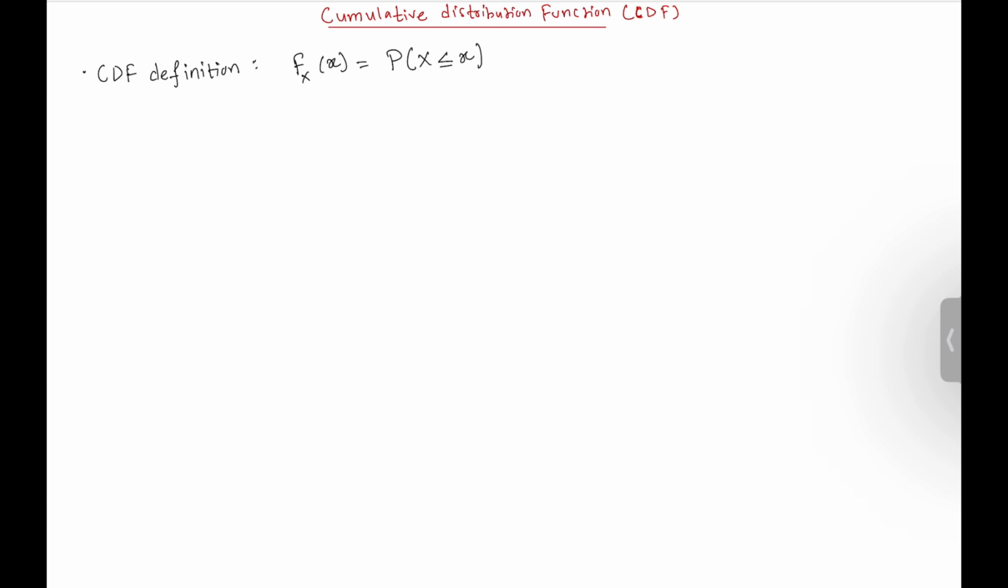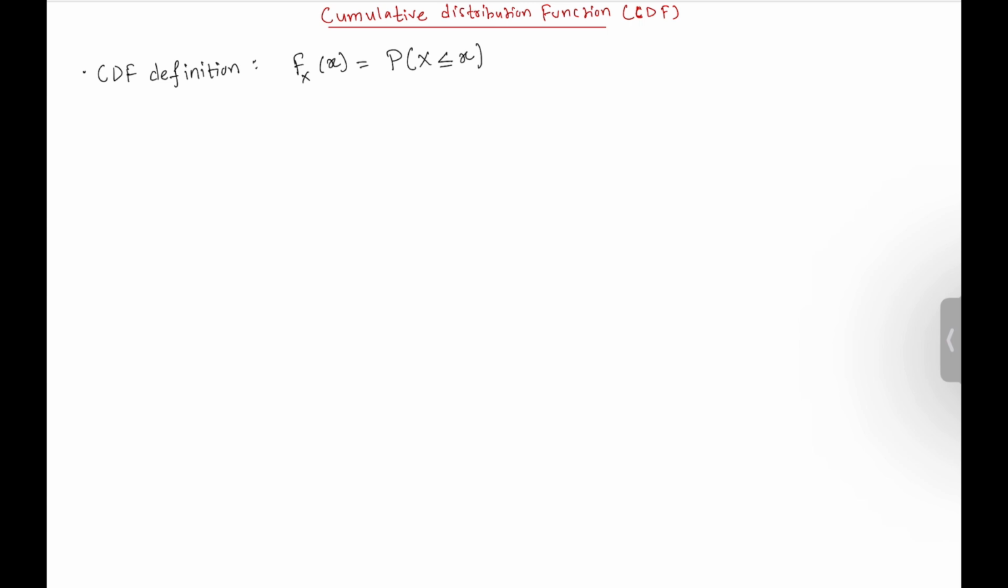Now we will have a tool, and that tool is a unified tool that will not distinguish between the discrete case or the continuous case. We can represent the distribution, whether it is discrete, continuous, or maybe mixed, using one function, and that function we are going to call the cumulative distribution function.